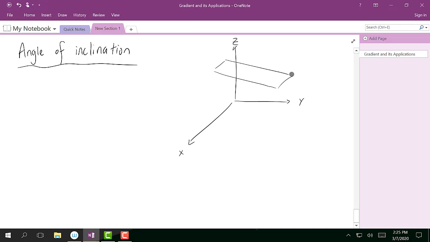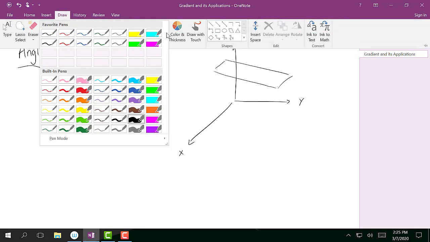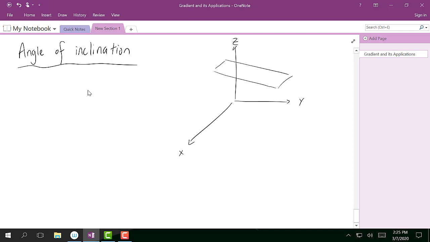And so we want to know, what is the angle or the slope for this plane? A way we could do that is by looking at some vectors. So we could look at the k vector that's going in the direction of z, and we could look at the normal vector to this plane, which we know is going to be the gradient of capital F, the function we create.